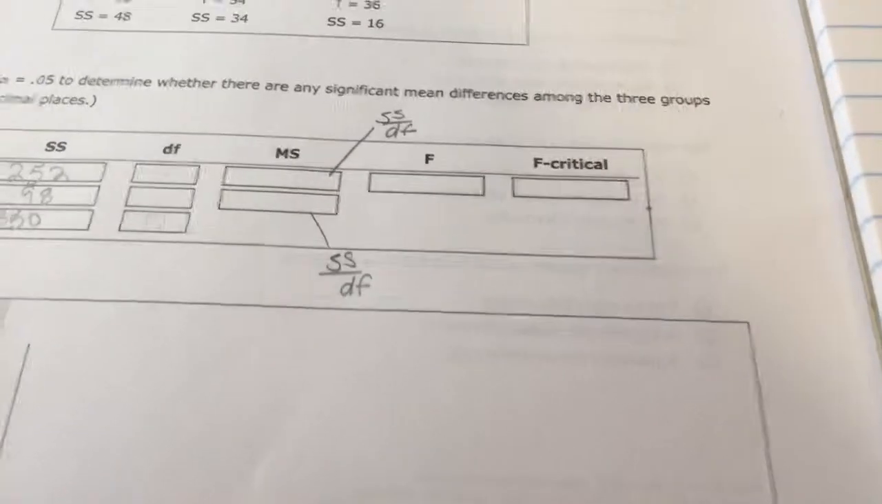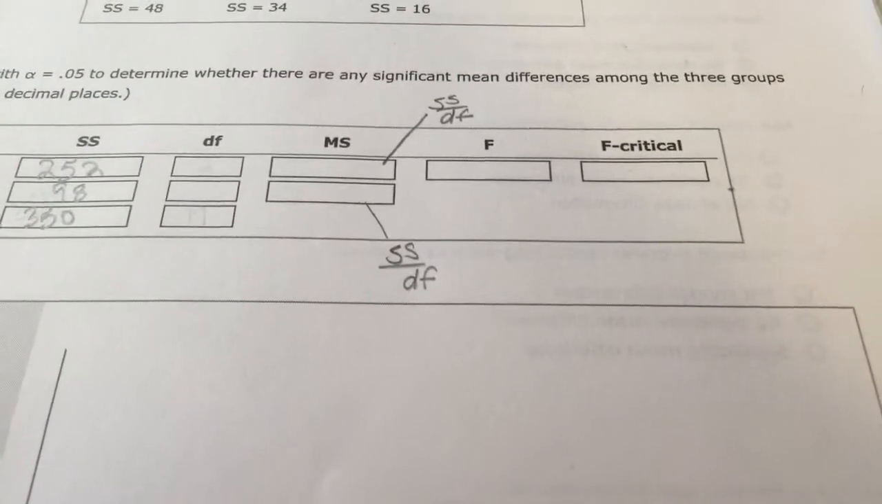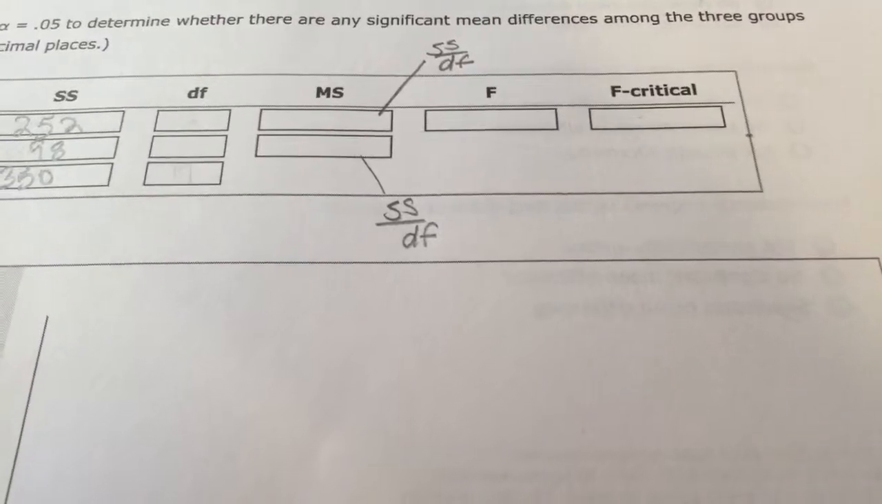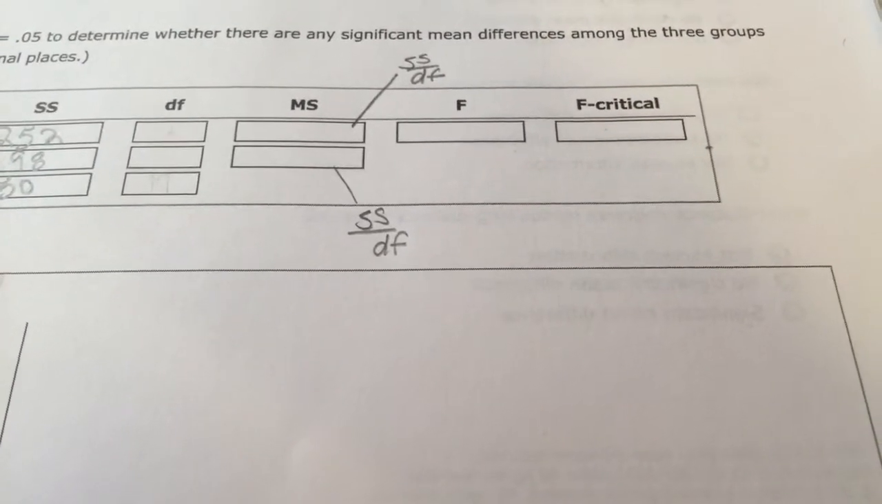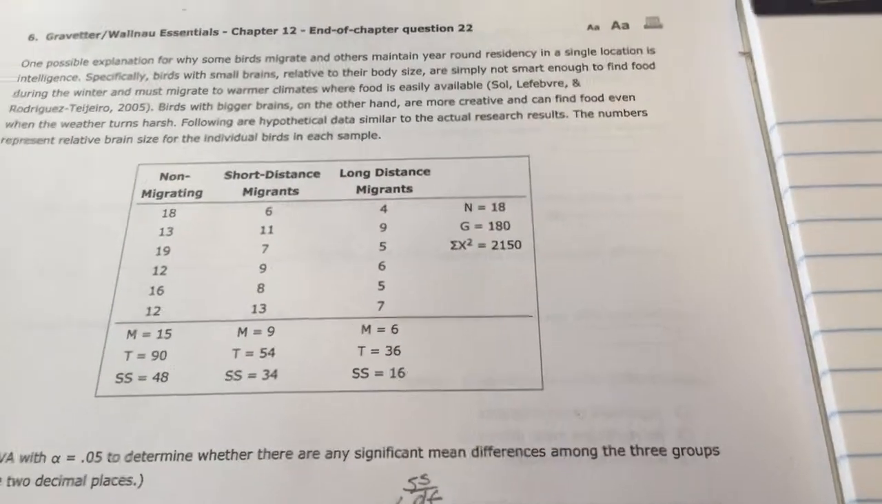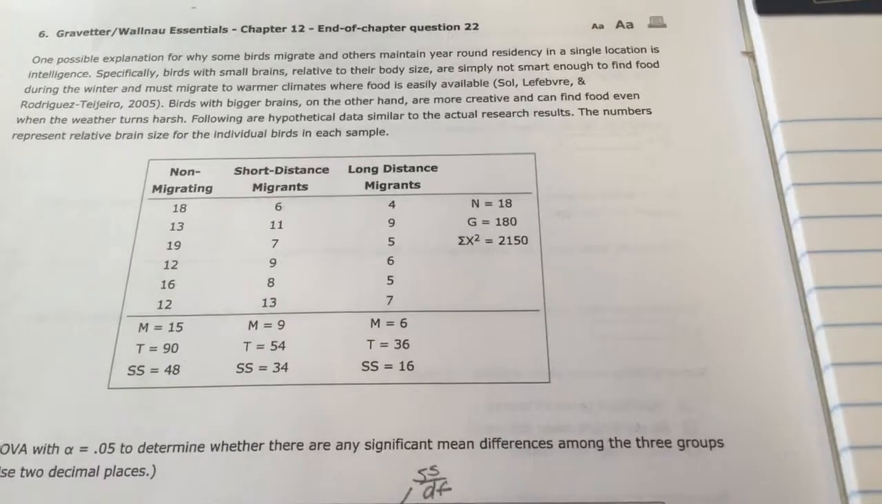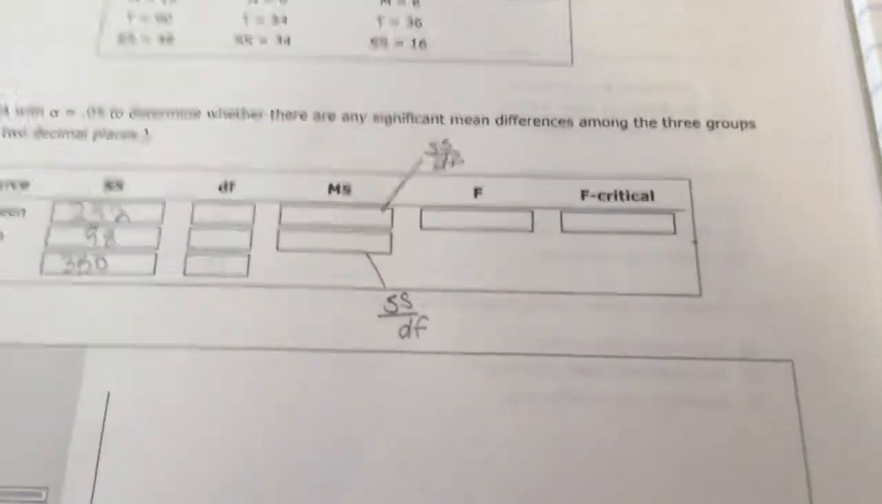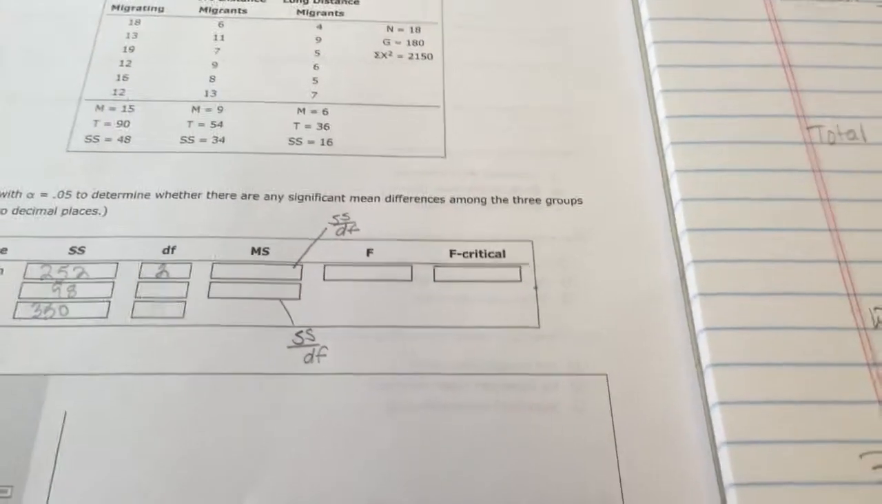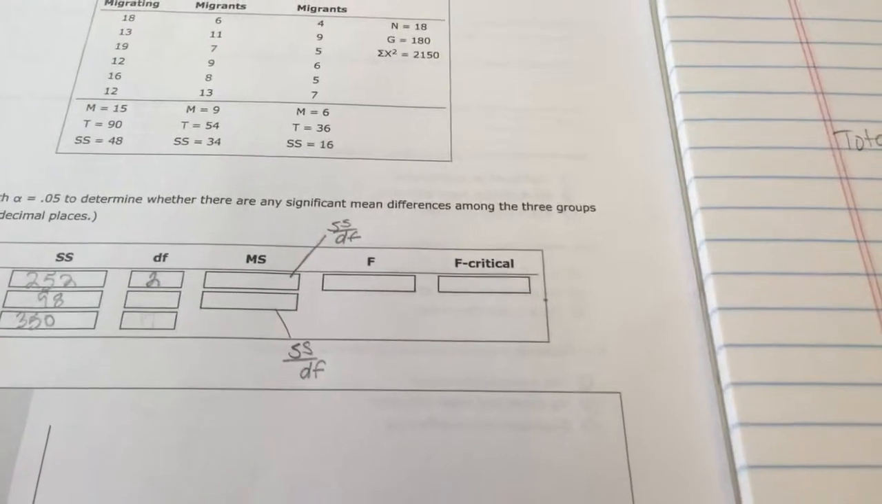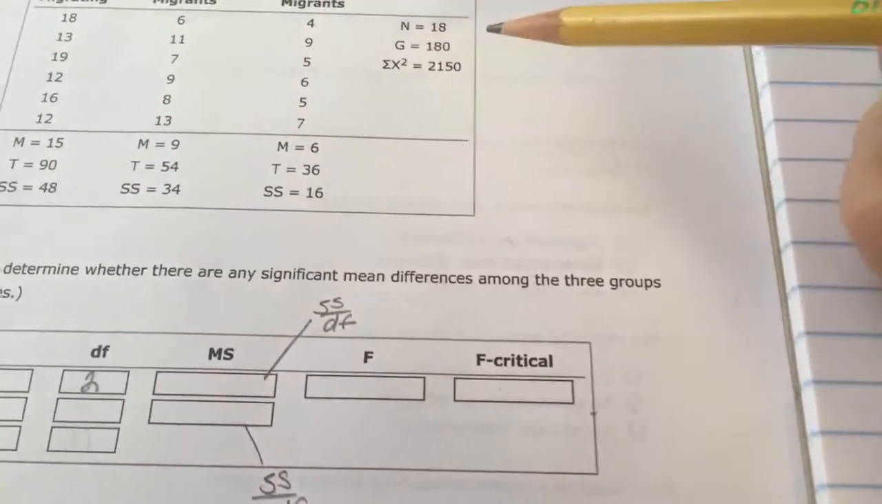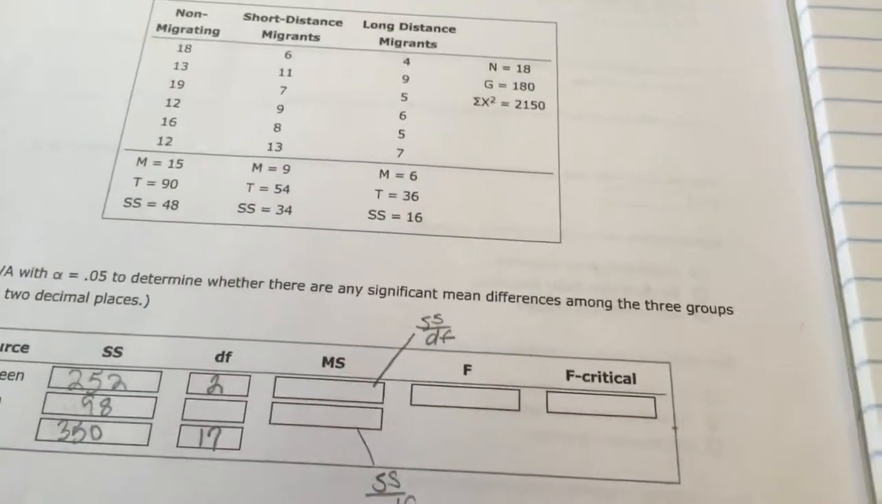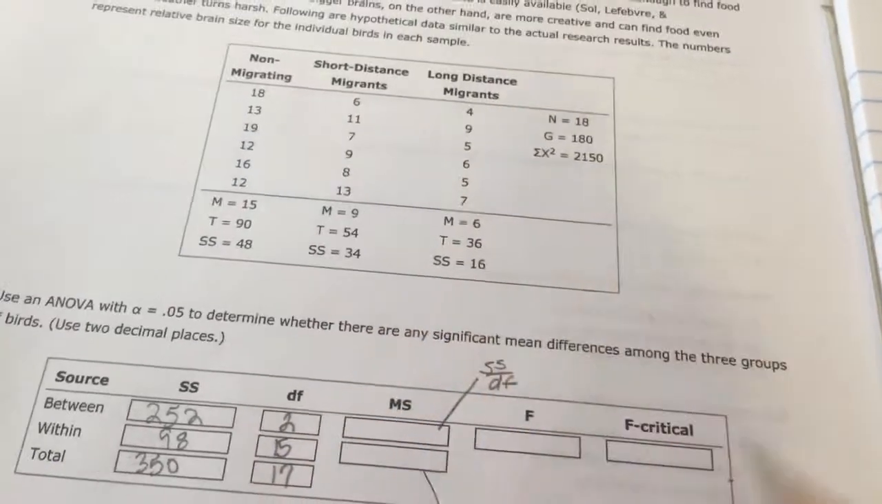I find that it's the same as sum of squares, that I start with degrees of freedom between. For degrees of freedom between, that is k minus 1, or the number of categories you have minus 1. So the categories we have are non-migrating, short distance and long distance. So that's 3 minus 1, so degrees of freedom between is 2. And then next I would do your total, which is large N minus 1. We know our large N is 18, minus 1 is 17. Then again, it's just simple math, and you get degrees of freedom within of 15.